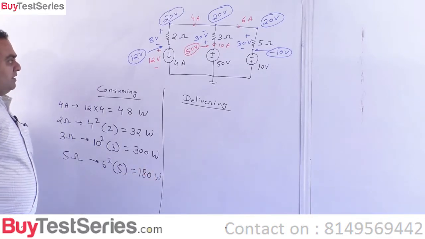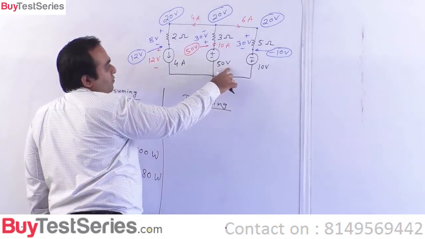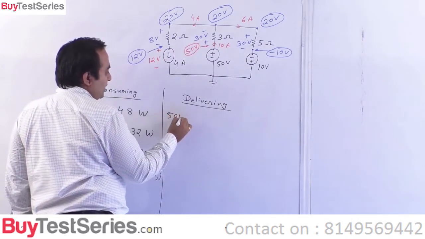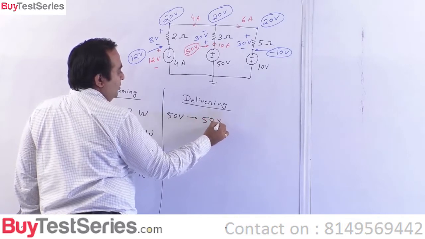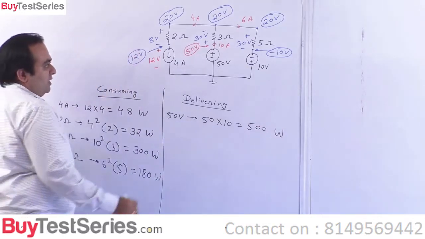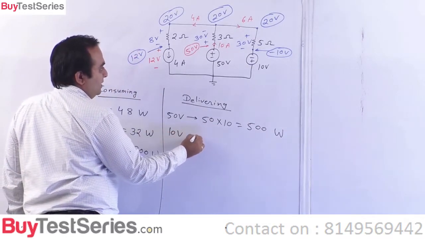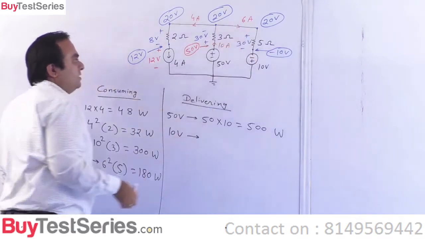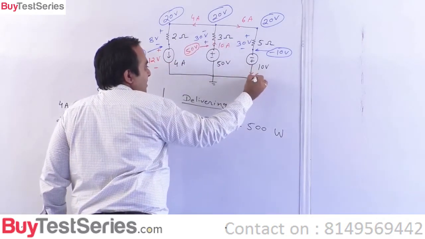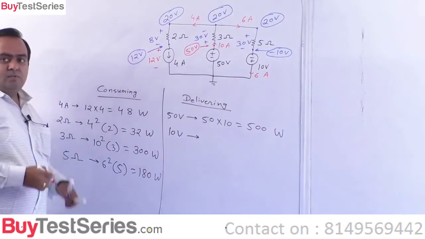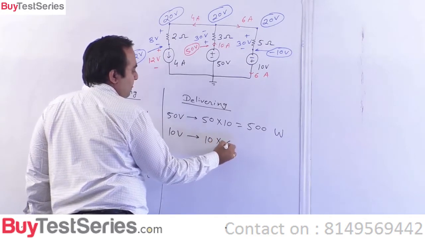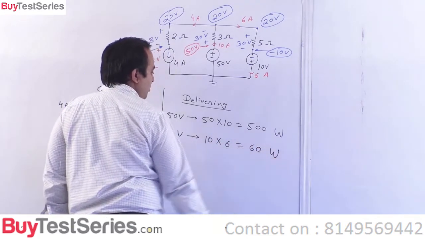Is this okay? Delivering, the two voltage sources are delivering. From the positive of the 50 volt source, 10 ampere is coming out. So the 50 volt source is delivering 50 into 10 is equal to 500 watts. The 10 volt source is delivering: from the positive of the 10 volt, 6 ampere is coming. As you can see, this 6 ampere is definitely coming this side. So this is like 6 amperes. Is this okay? So 10 into 6 is equal to 60 watt.